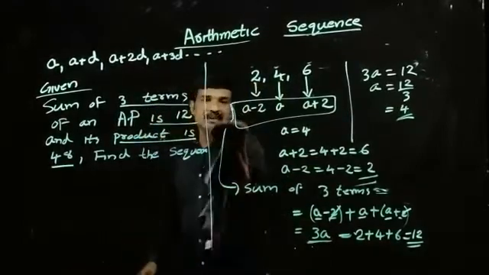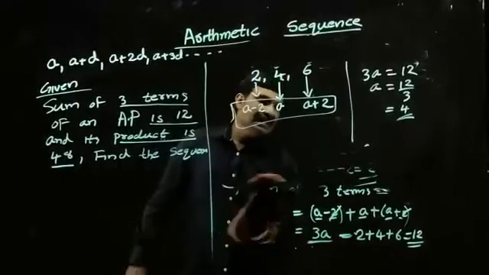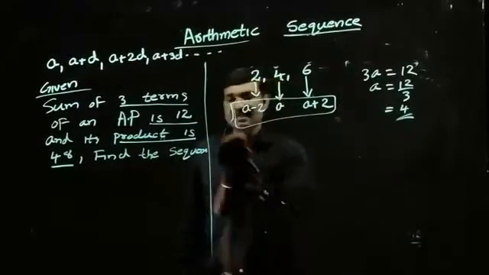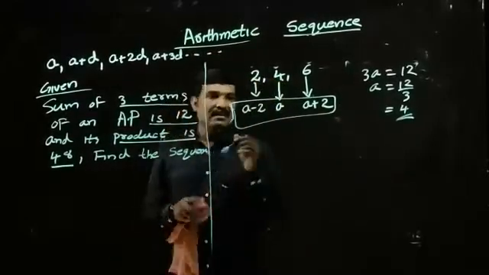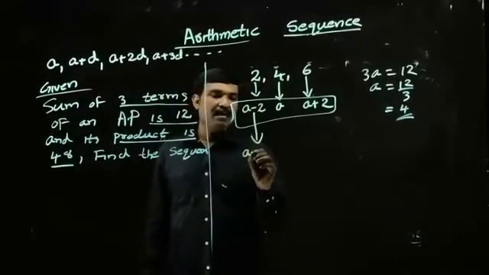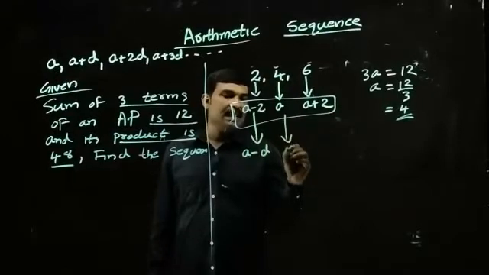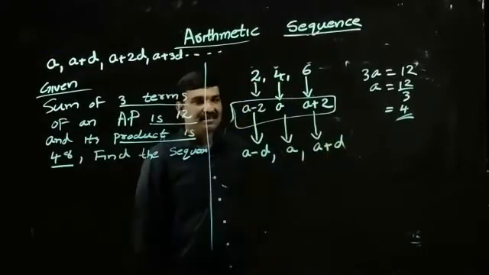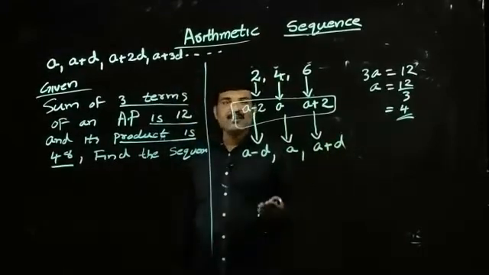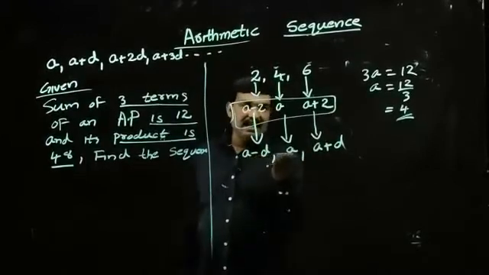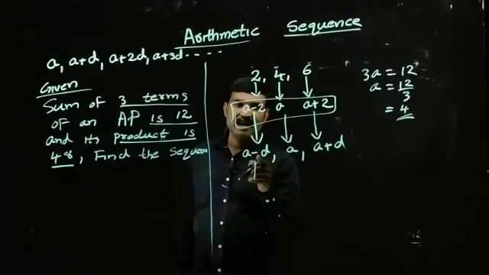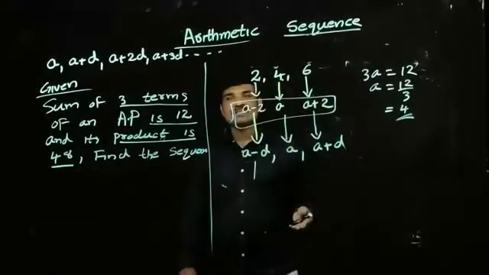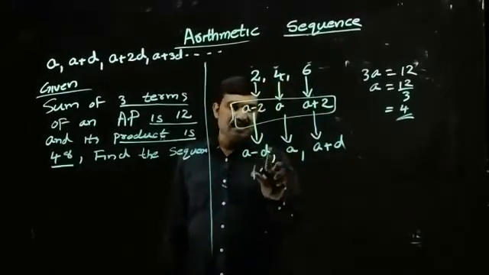Now, if the sum of 3 terms is given, then we can choose those terms as A minus D. So in general, we can write this term as A minus common difference, this term as A, and this term as A plus common difference. What is the need of choosing the terms like this? A minus D, A plus D. Here, the first term becomes A minus D, the second term becomes A, and A plus D is the third term, if we are choosing the 3 terms as A minus D, A and A plus D.